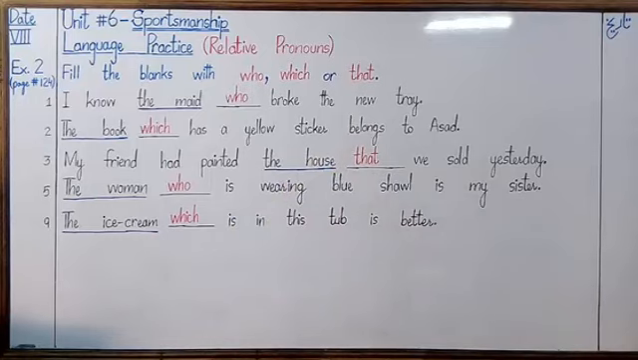I told you at the beginning of this video that we use who and which among others. Who refers to somebody among others, which refers to something among others. Whereas that refers to somebody or something, but specific. See here: I know the maid who broke the new tray.